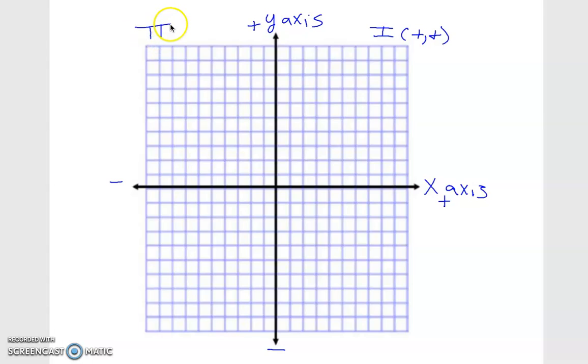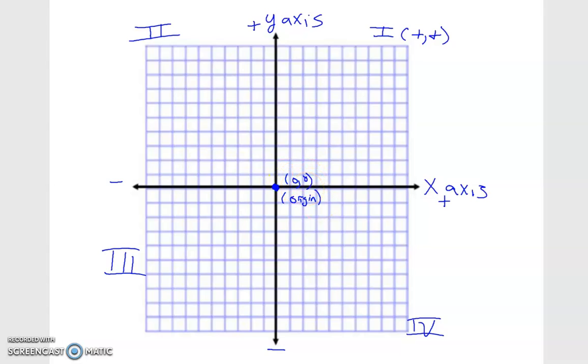The second quadrant is the top left. Notice we start in the top right and we go counterclockwise around. The third quadrant is the bottom left. The fourth quadrant is the bottom right. There's a special point, which is where the two axes intersect, and we call that the origin. And it's going to have the coordinate 0, 0.